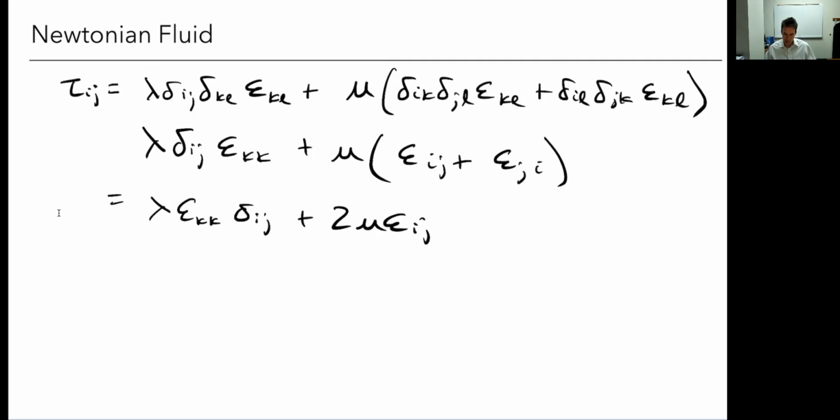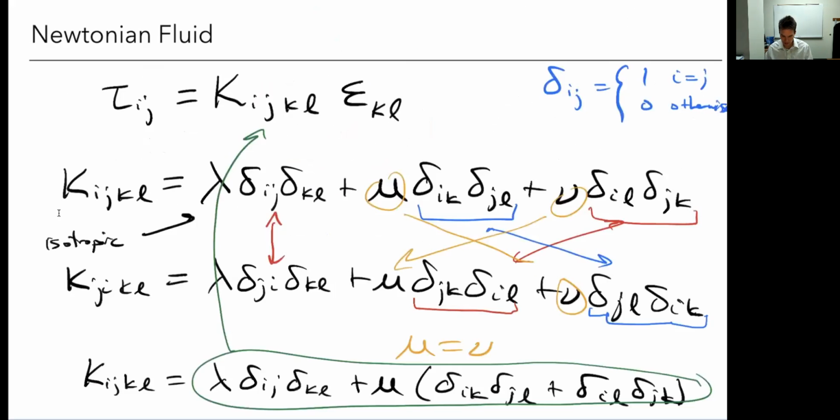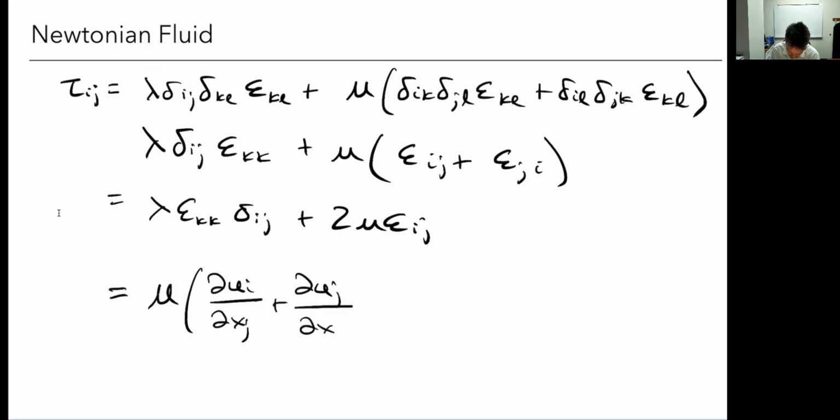But I'm going to write out my strain tensor because remember what it looks like. It's this thing. I'm going to now plug that in. Remember, there's a 1/2, and it's dui dxj plus duj dxi. So if I plug that in, I get, and I'm going to write this term first, the 2. So I'm going to pull out the mu. The 2 cancels with the 1/2, and so I get dui dxj plus duj dxi.